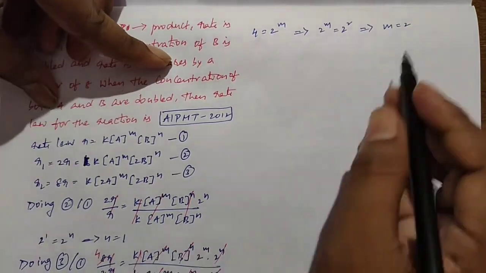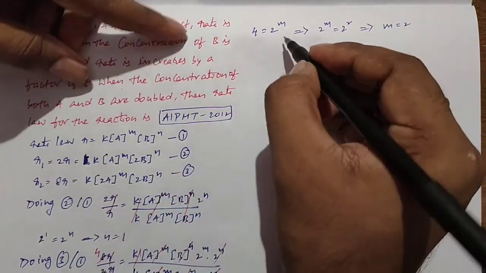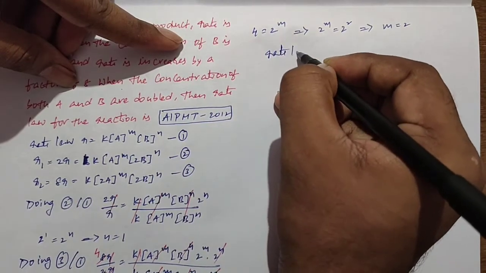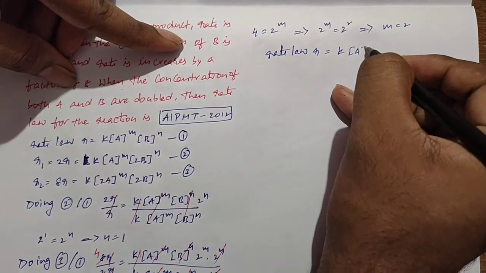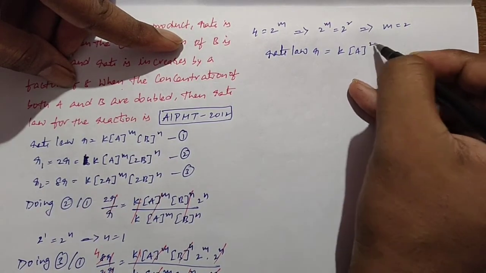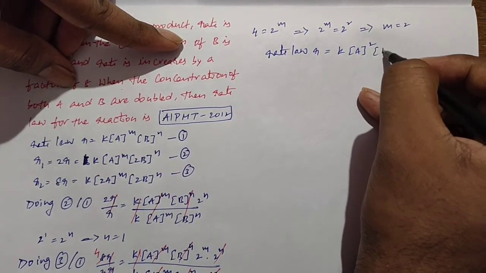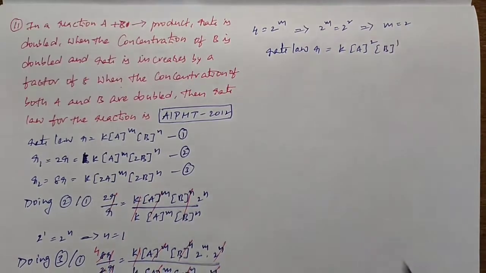Now substitute the n value and m value in the general rate law. So the rate law R is equal to K into concentration of A power 2 into concentration of B power 1. So this is the rate law.